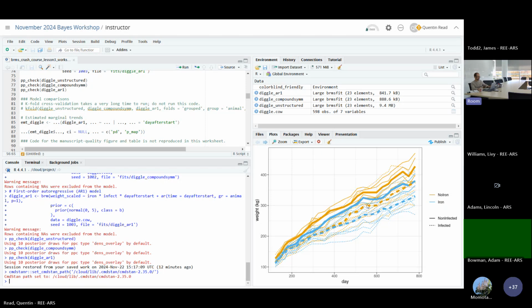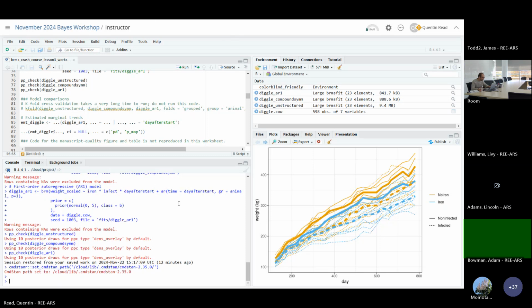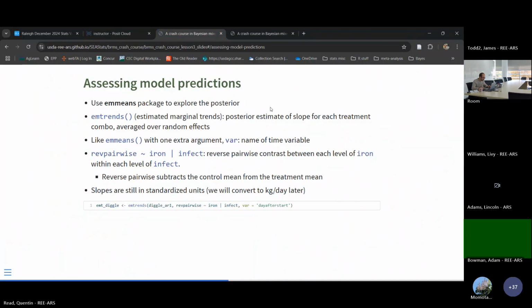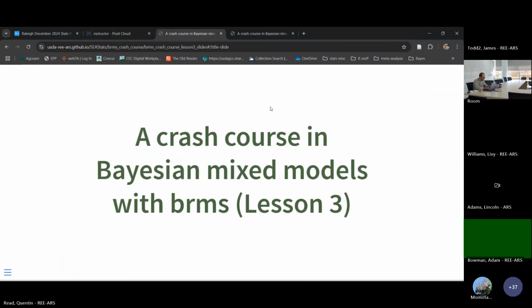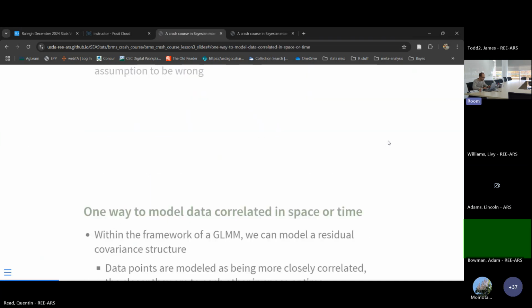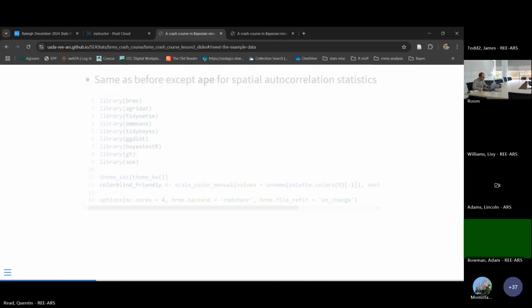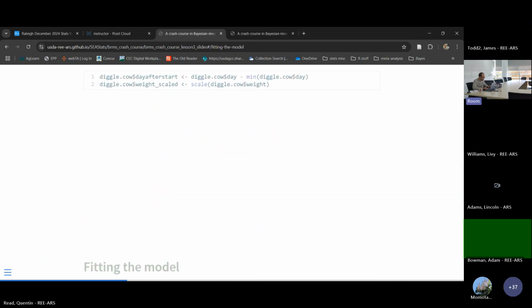So let's, let me, let's see here. Switch tabs here. Here we go. My bad. Here, one second. Where were we?